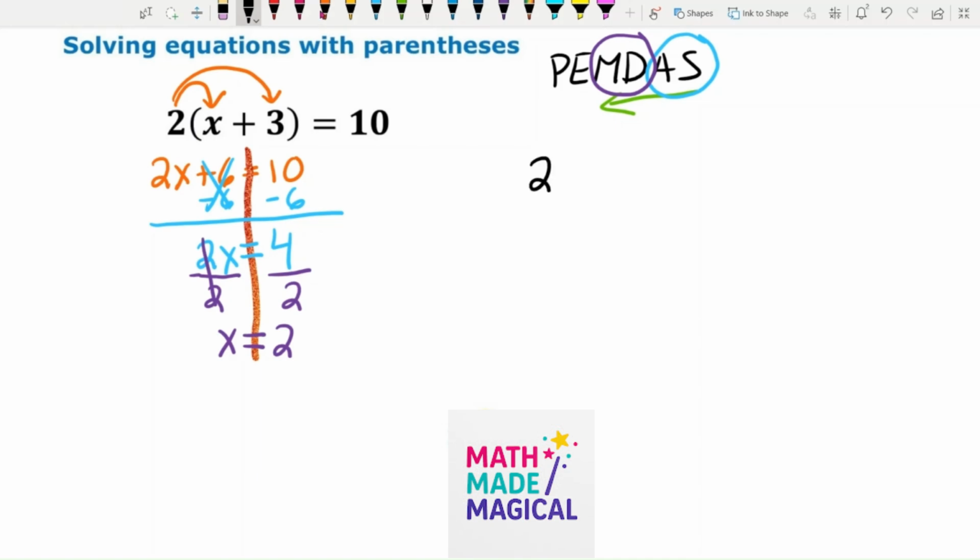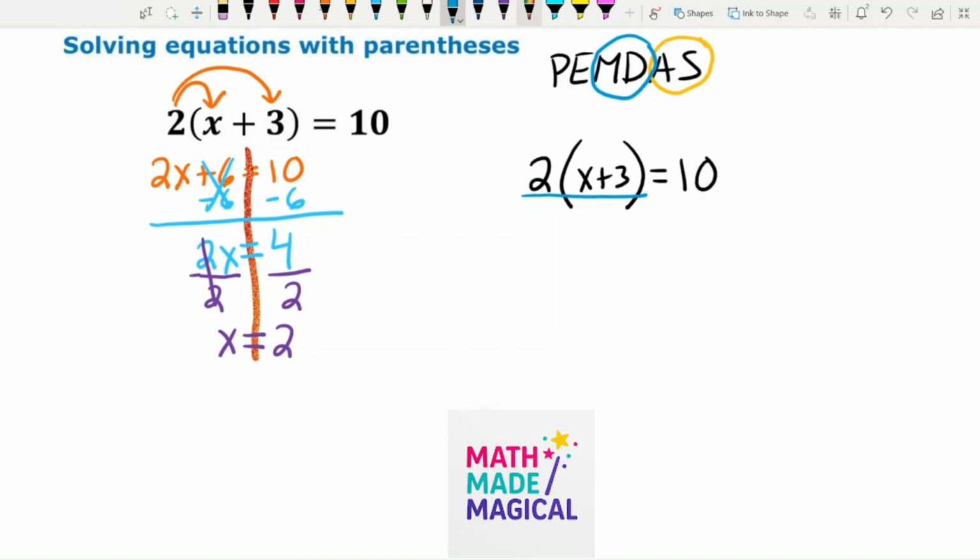And then I told you there's two ways to solve this. So let me write it again over here. I could go straight to using my order of operations, and I could look and see if there's any addition or subtraction. Well, there is, but it's inside the parentheses. And if it's in parentheses, I can't touch it yet. So I'm going to look and see if there's any multiplication or division. And there is, because this is 2 times x plus 3.